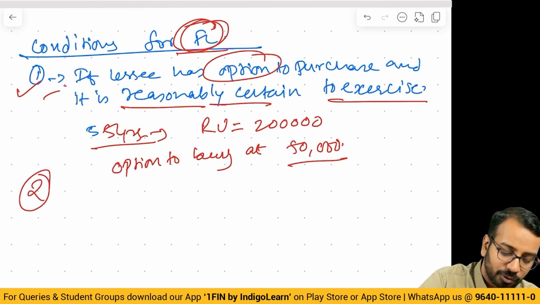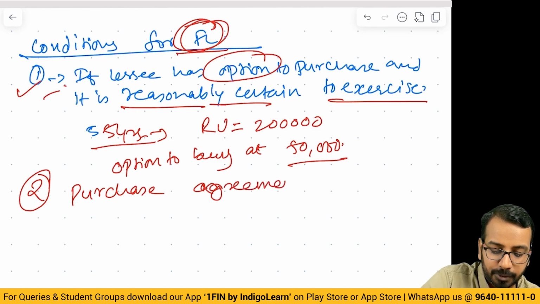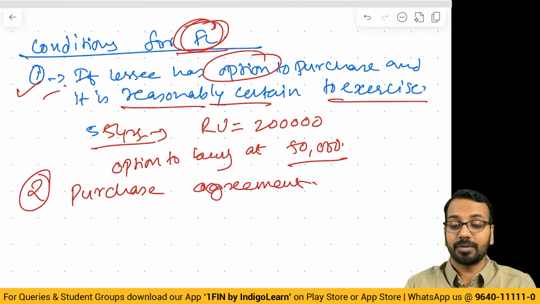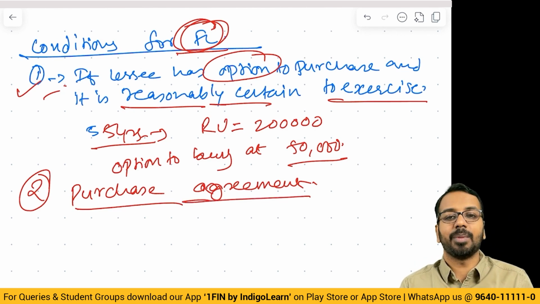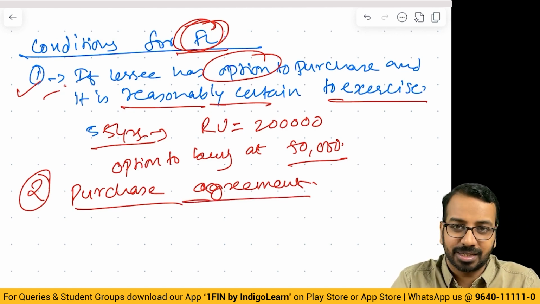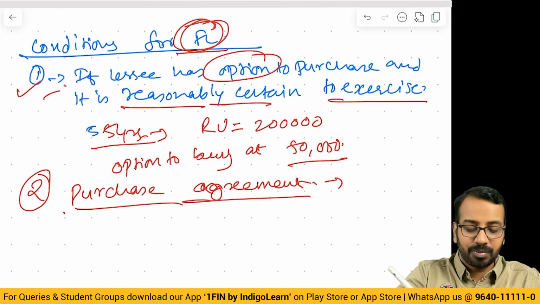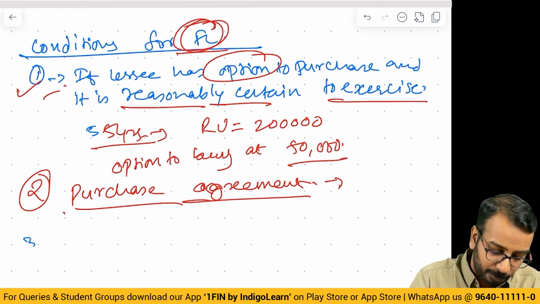The second condition related to this is if there is a purchase agreement. In the first case, the lessee has an option to buy. In the second case, what we are saying is the lessee will purchase. There is a purchase agreement. The lessee will purchase the asset. In this case also, the risk and rewards get transferred, and hence it is called a finance lease. So two conditions done.